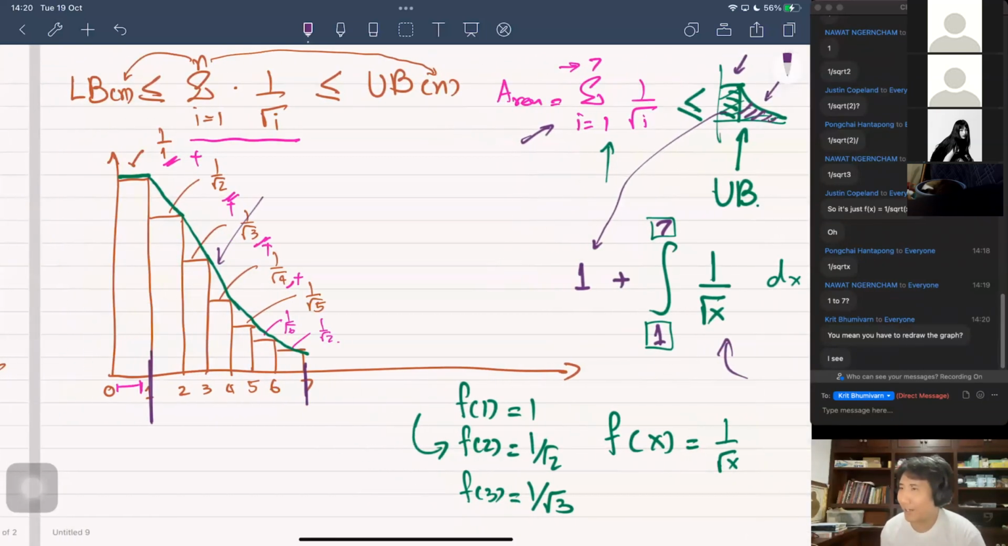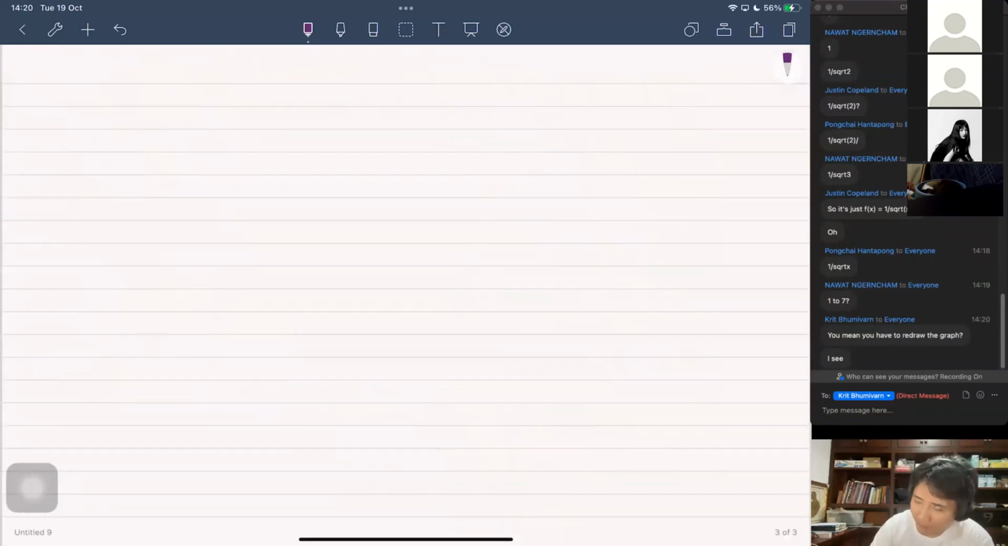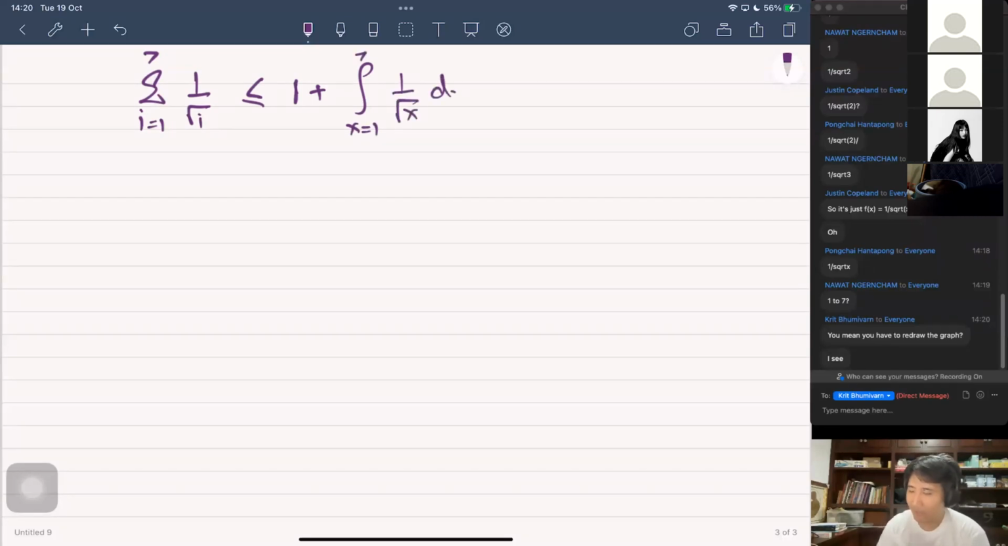Okay, so let me summarize on the next page. The sum from i equals 1 to 7 of 1 over square root i is less than or equal to 1 plus the area, which is the integral from x equals 1 to 7 of 1 over square root x dx. Now I want to be a little bit more fancy. This is what I'm going to do: I'm going to change 7 to n. That's all. So it's more generic. You can guess this is going to happen. But when you try to do the concrete one, that's easier because you can figure out whether it's n or n plus 1 and so on. Any questions so far?